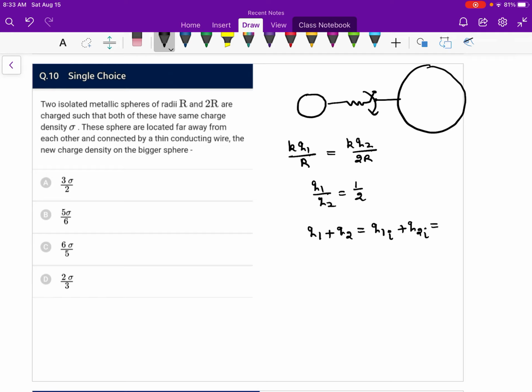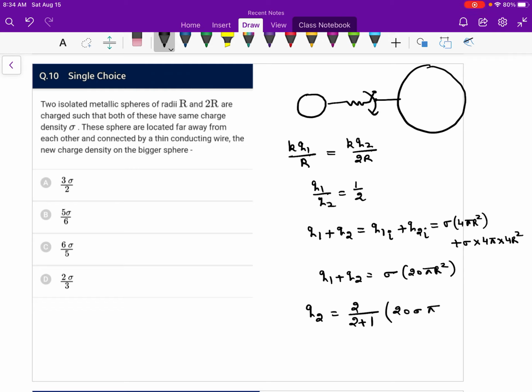Q1 initial is sigma into 4 pi R square, and Q2 initial is sigma into 4 pi into 4R square. So Q1 plus Q2 is sigma into 20 pi R square. So Q2 we need to find out. So Q2 is 2 upon 2 plus 1 into the total charge, which is 20 sigma pi R square. So 2 by 3 into 20 sigma pi R square.